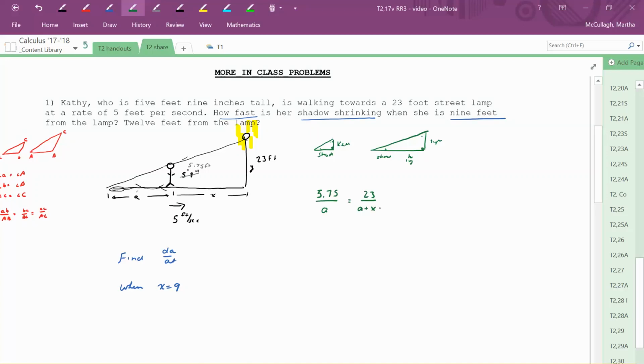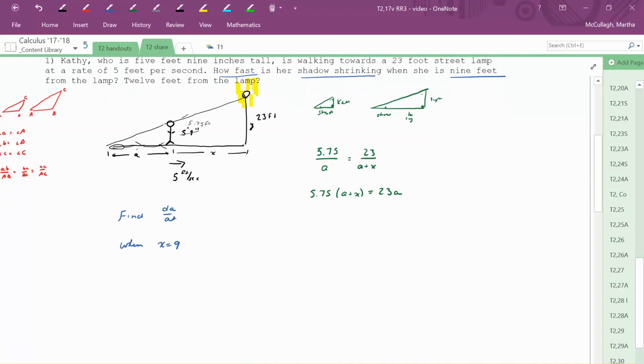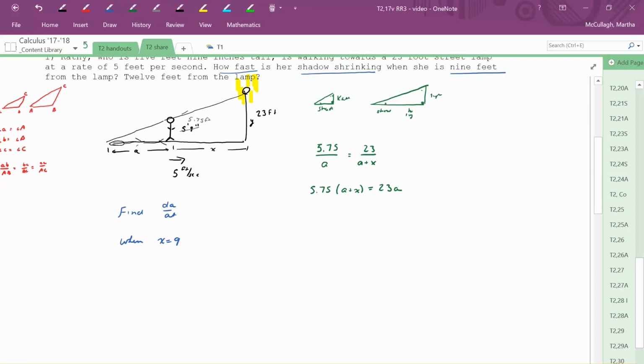And then by cross multiplying, we have 5.75 times (a plus x) is equal to 23a. We know we're going to need to take a derivative. And at this point, I don't really like that form for the derivative. It's kind of messy. So I'm going to go ahead and tidy up this equation by distributing: 5.75a plus 5.75x is equal to 23a. I'll get my a terms together. I'll subtract the 5.75a from each side.